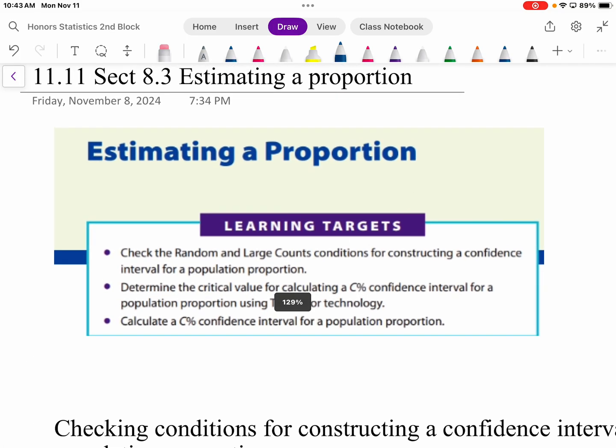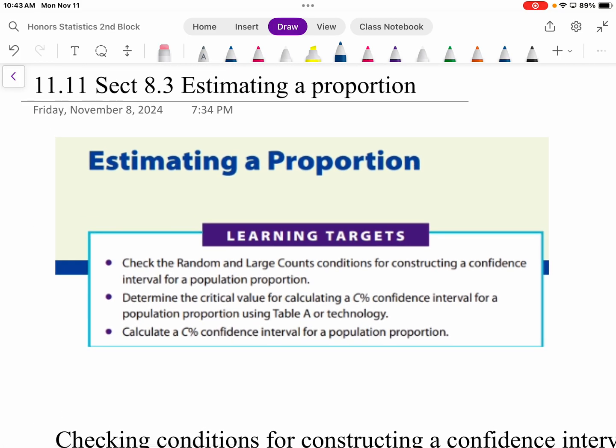All right, so in 8.3, we're estimating a proportion. As we go through and we learn how to calculate a confidence interval, we got some technical parts of a formula today. The second bullet point you have not seen yet. First thing we're going to do is check the random and large counts. We have done this before. If we meet the random condition and the large count condition, then I can perform a confidence interval.